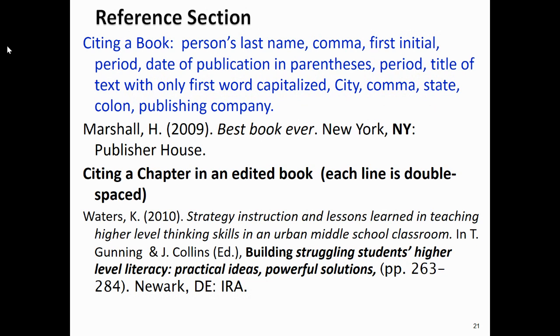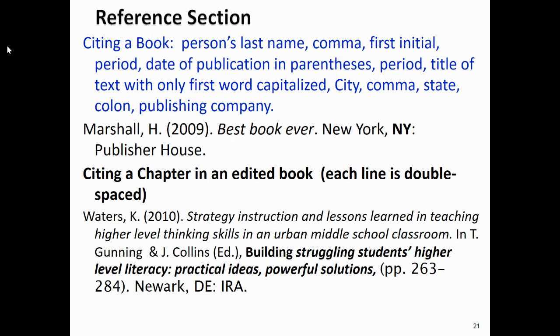In the reference section, you would follow this format in blue. If you're citing a book, it's the person's last name, comma, first initial, period, date of publication in parentheses, period, title of text with only first word capitalized, city, comma, state, colon, publishing company. And the very first citation here is exactly what I said, what the format is in blue.